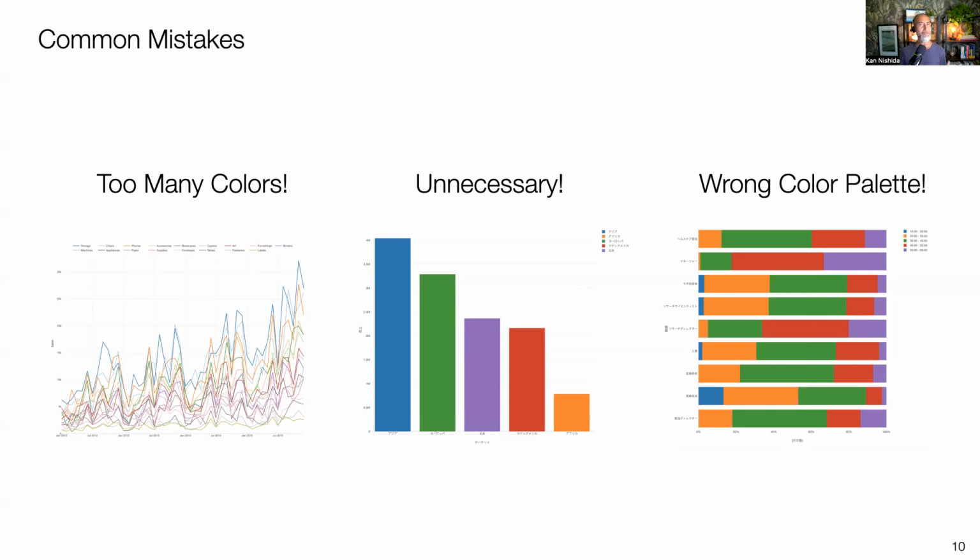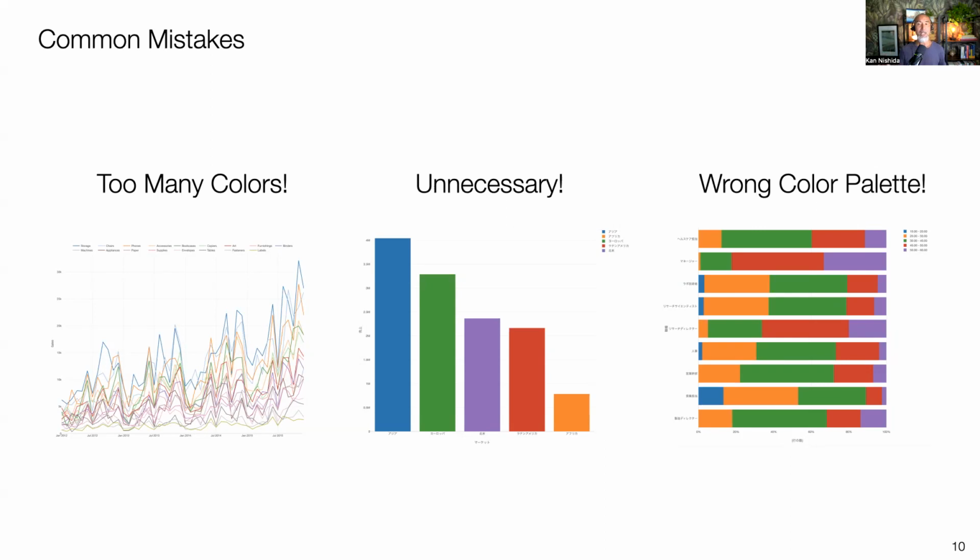These are the common mistakes we see often. Number one is too many colors. Somehow people just use them, and people like seeing a bunch of different colors. It looks kind of cool, kind of interesting, but at the same time it's too much noise, so you end up not getting anything out of it.